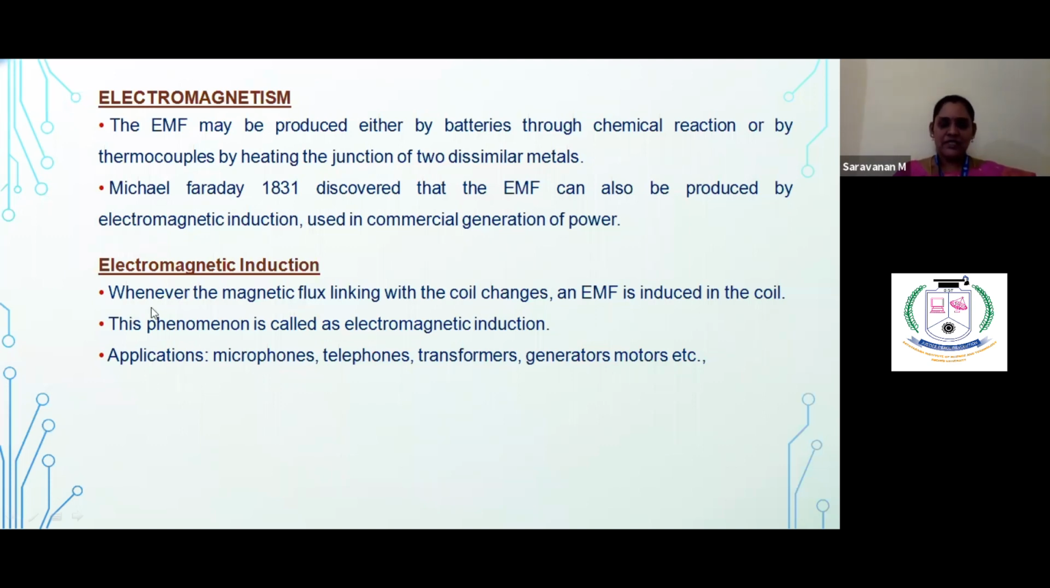Please remember, this is the definition of electromagnetic induction, which is very important even for your 2-mark question. What do you mean by electromagnetic induction? It's a repeated 2-mark question, right? Whenever the magnetic flux linking with the coil is changing, an EMF is induced in this coil, and this is called electromagnetic induction. Also make a note of the applications for your 2-mark question: microphones, telephones, transformers, generators, motors, headphones, induction stove. Everything works on the principle of electromagnetic induction.